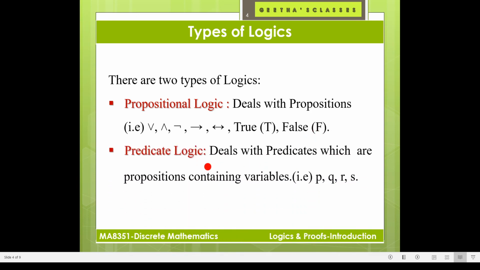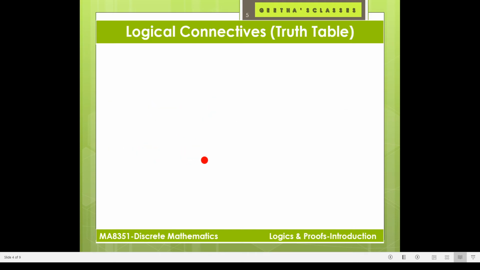The next one is predicate logic. Predicate logic deals with predicates, which are propositions containing variables. So it should contain variables, denoted by P, Q, R, S. So there are two types of logics: one is propositional logic, another one is predicate logic.